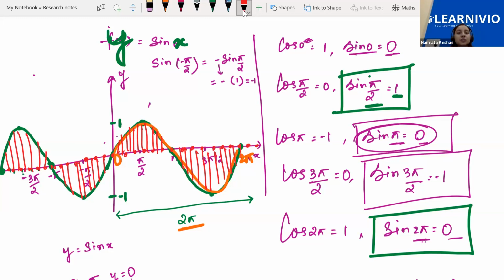See, pi by 2 means what? It's an angle. Why are we writing angles on the x-axis? Why are we not writing 0, 1, 2, 3, 4? Yes, it is 0, 1, 2, 3, 4 only. See, pi means what? 22 by 7, 3.14. If you convert it, you will get a decimal number. Yes or no? Yes, ma'am.